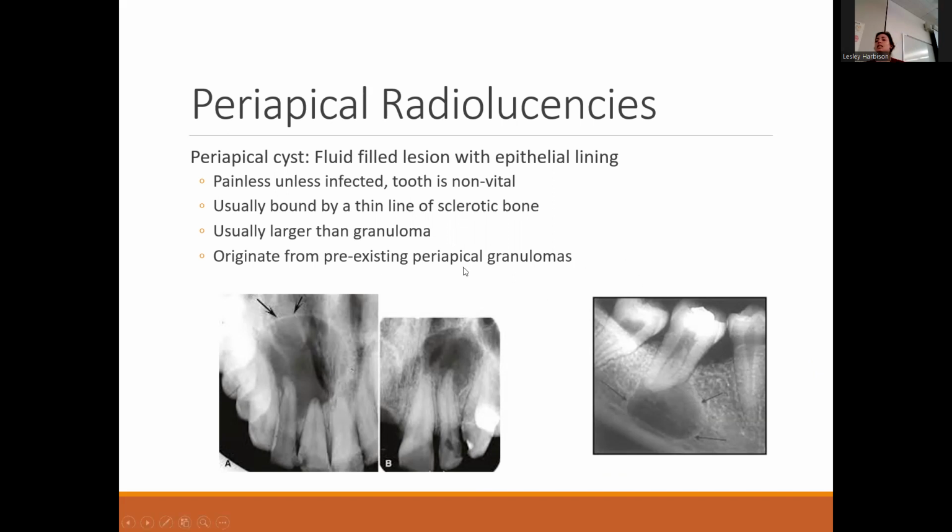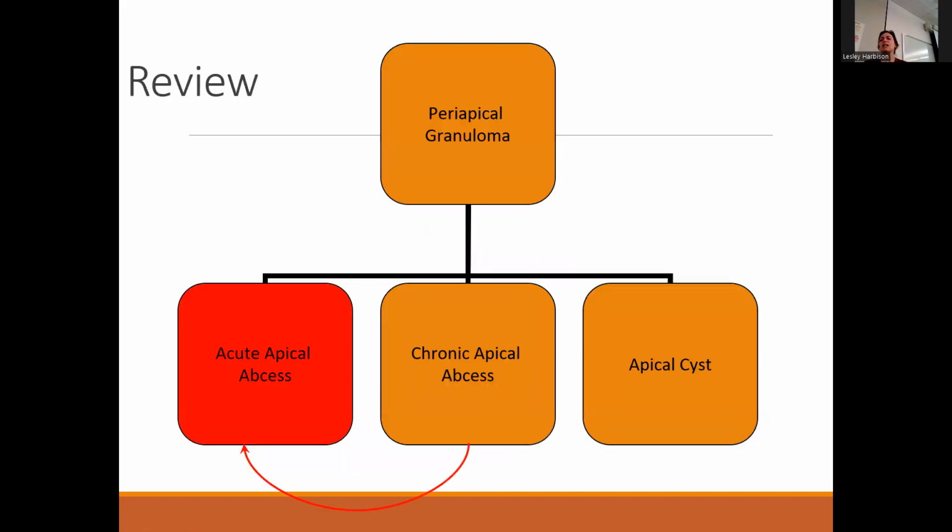Originate from pre-existing periapical granuloma. So kind of the cells just sat there for a while and did one thing and then went haywire and did something else. So you have this large cyst. This is just reviewing what there is: the granulomas, the abscesses, and the cysts.